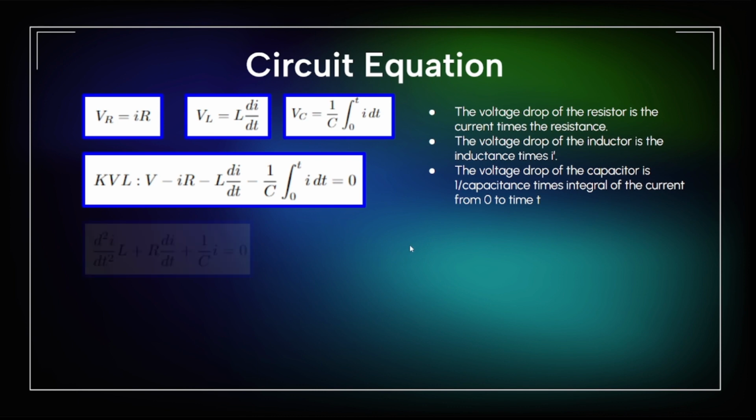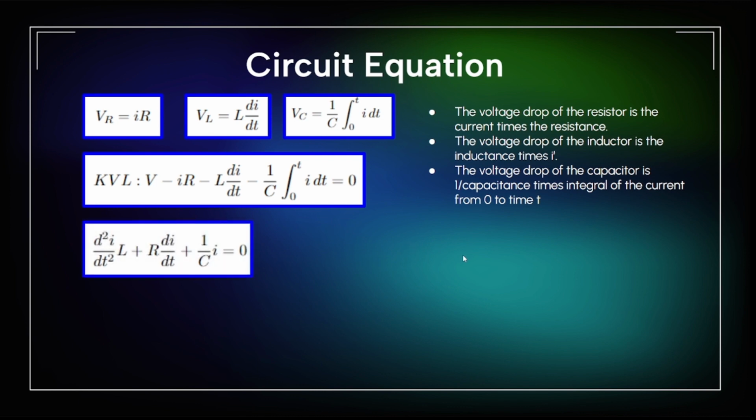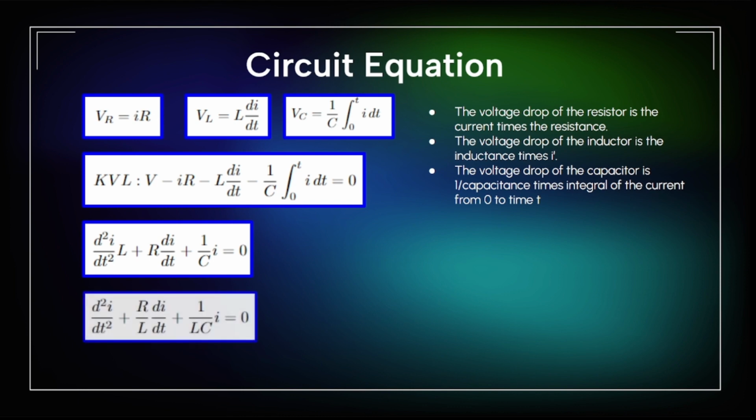We then take the derivative of the KVL equation and we get L I double prime plus R I prime plus 1 over C I is equal to 0. This is the second order differential equation which explains what is happening with the current in the circuit as a function of time. This step is optional, but I divided everything by L, the inductance, to isolate the second derivative of the current. You can still use the equation without dividing by L. I just did that because sometimes that is easier on the eyes.